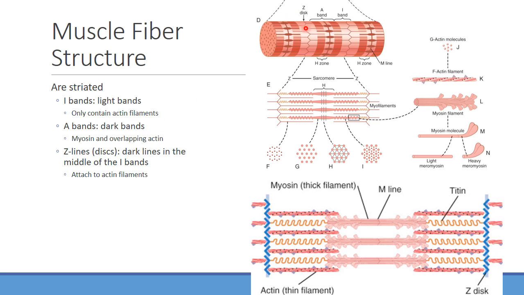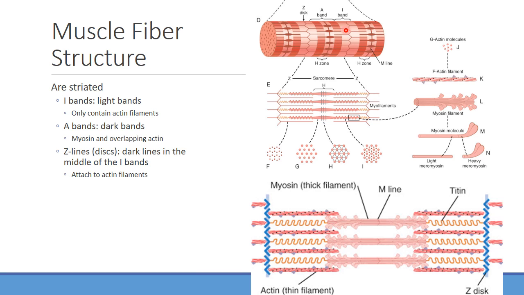A lot of it has to do with these bands and what makes up the individual bands. So looking at that, we see the I bands are going to be these light bands, right? So you can see the I band is right here, this light area. You're going to notice that it really is only going to contain the actin filaments.